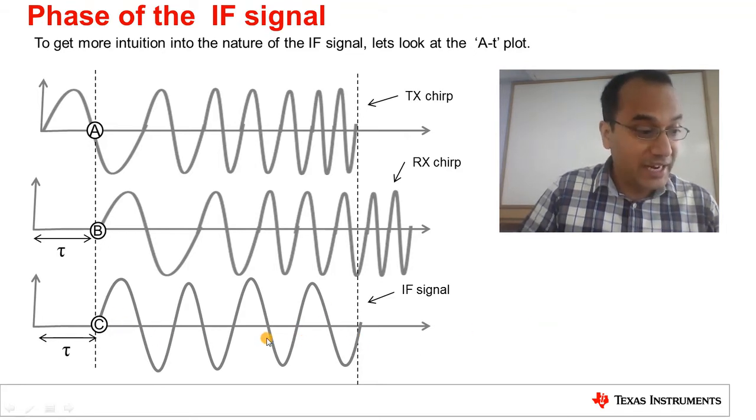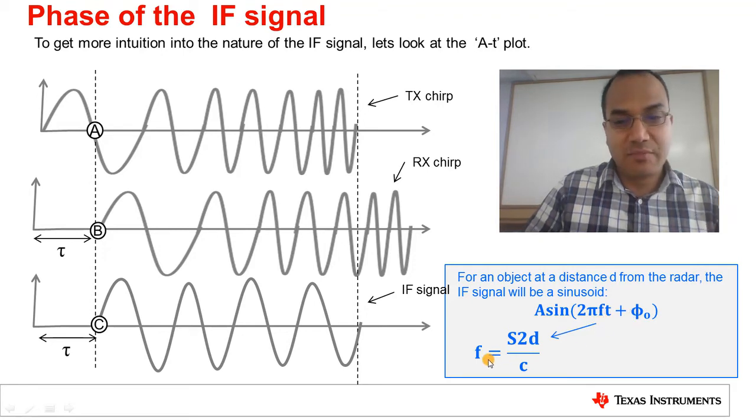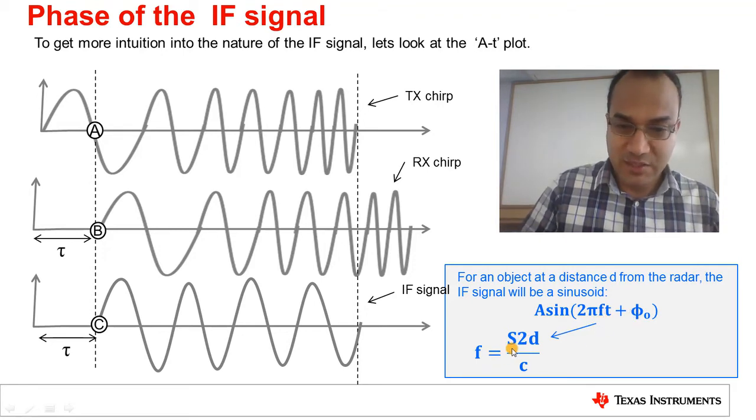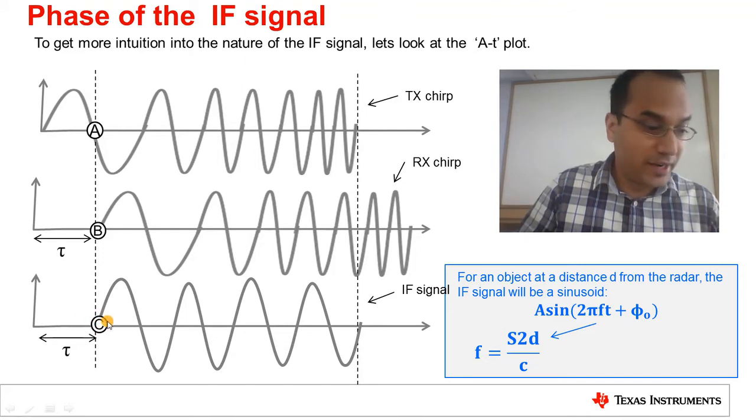So mathematically, I can represent this IF signal as A sin(2πft + φ0), where f, the frequency, is given by 2Sd/c, S being the slope, d being the distance to the object, and c the speed of light. And the phase φ0 is just the phase of this IF signal at this point.